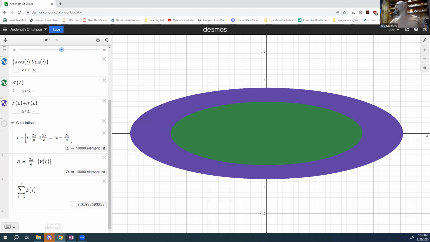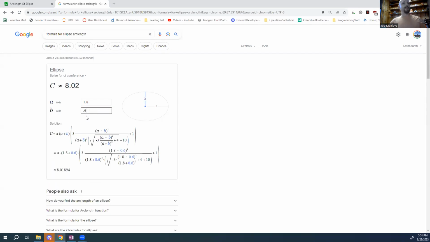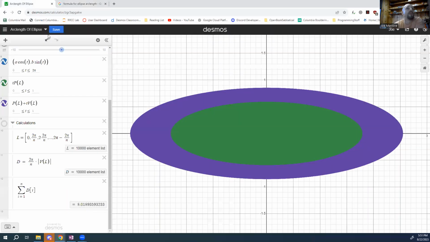I had a calculator up a second ago. Let me see if I can pull it out of my history. There's a really nasty technique called elliptical integration that you can use for these. I don't tend to show it to you guys because it's gross. So here's our circumference calculator, and we had 1.8 in for A and 0.6 in for B, and we're getting an approximation here. Our approximation is 8.01894, and that is in fact just the answer I got, rounded.